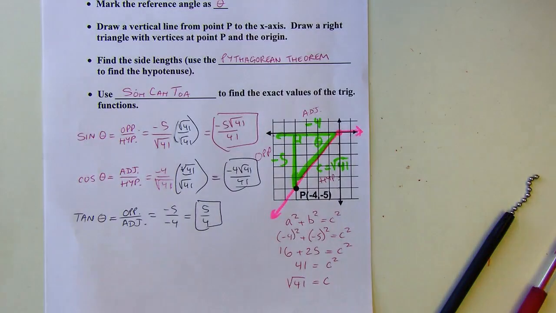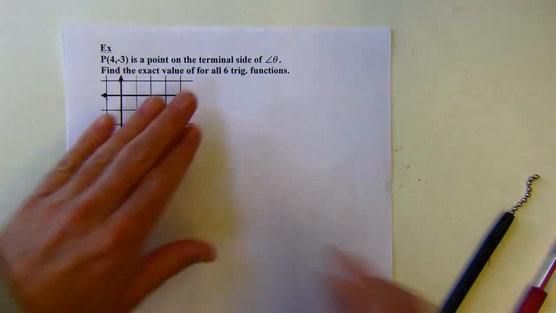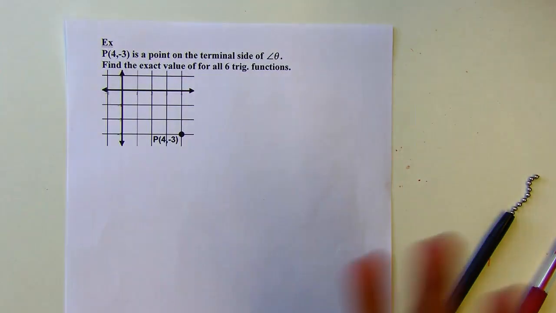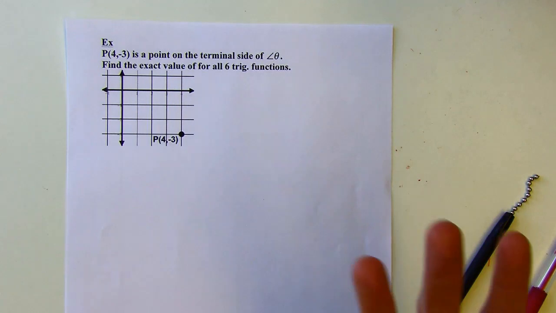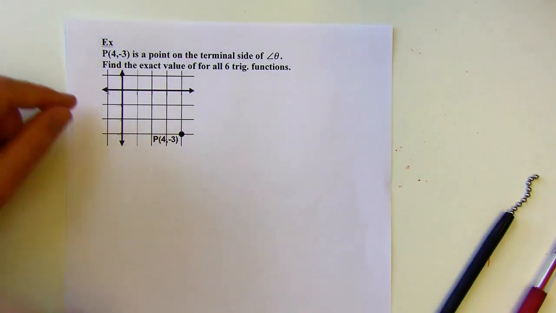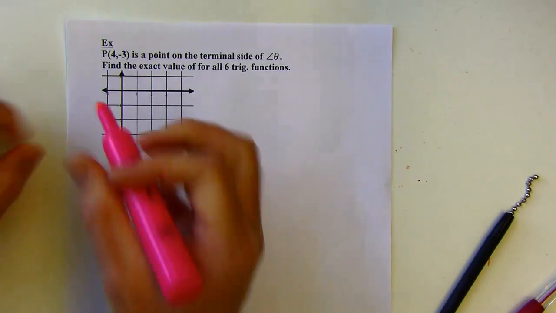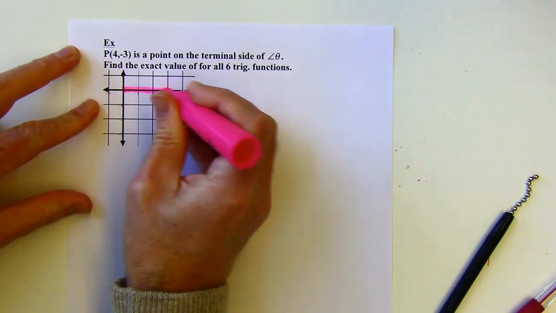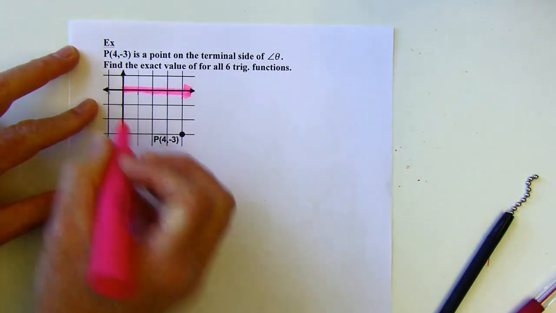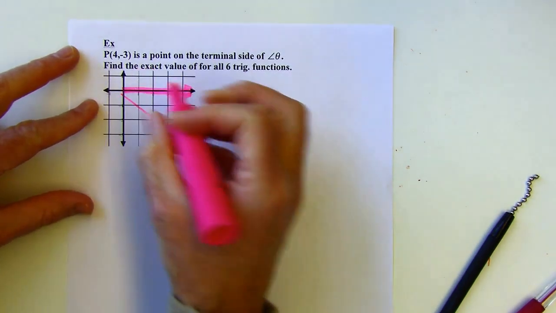Okay, got a similar problem on the next page, so let's try another. We're going to find all 6 trig functions this time, but if you find sine, cosine, and tangent, you just flip them to get the other 3, right? So, got the point 4, -3 here. So, plotting, here's the initial side, right? And the terminal side is going to go through point P. So something like that.